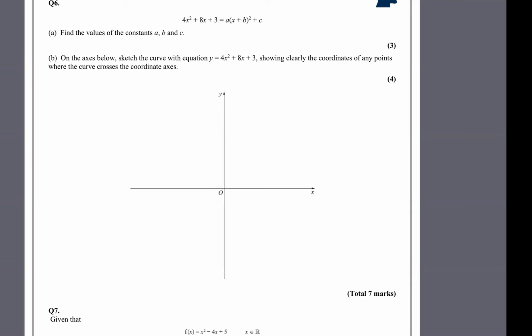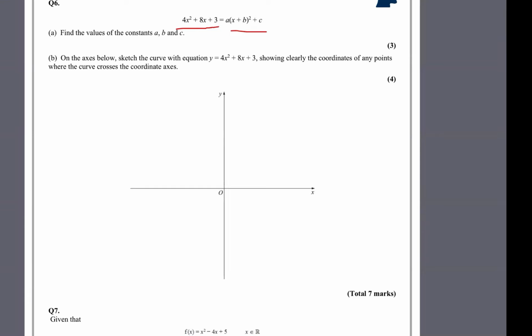So the question reads that 4x squared plus 8x plus 3 is equal to a(x plus p) all squared plus c. We are told to find the values of the constants a, b, and c. So apparently, we have been charged to express our expression on the left-hand side in the form of what we have on the right-hand side. So that's our charge.